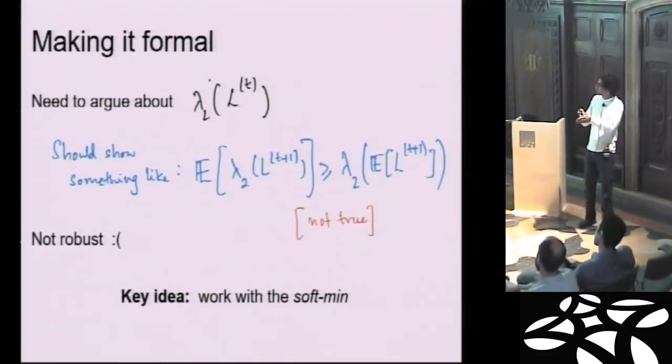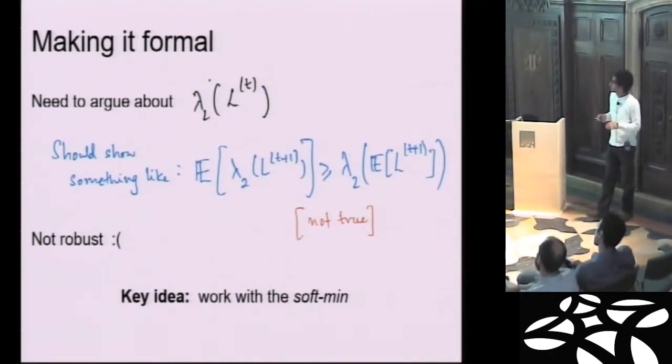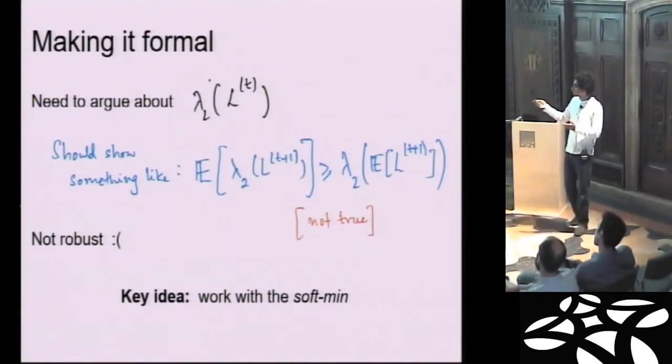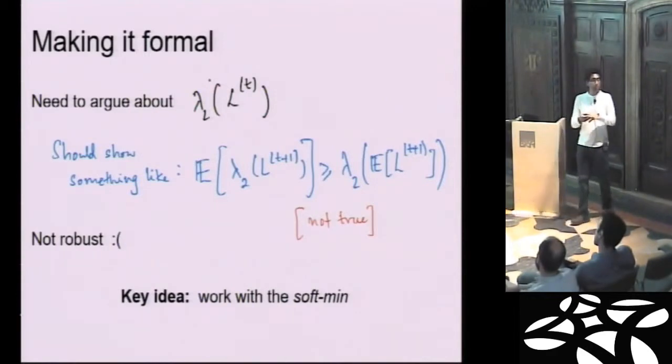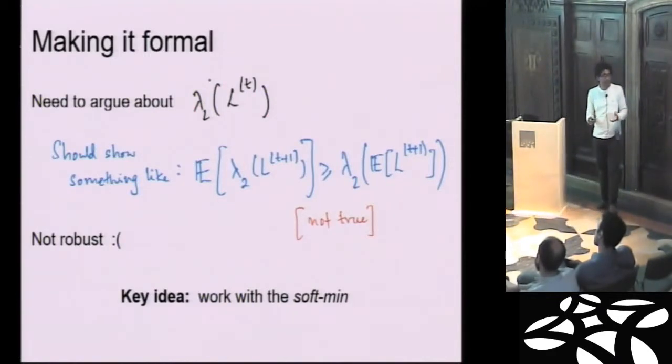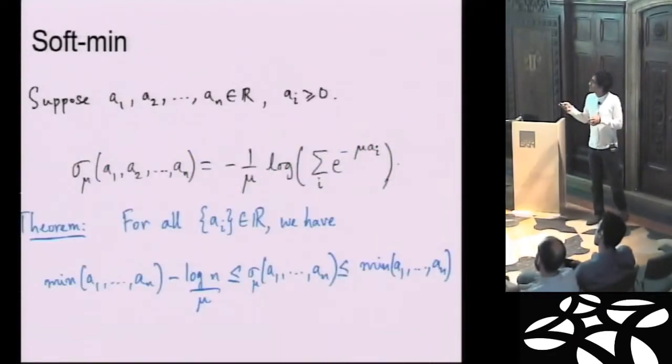We get around it by working not with the smallest eigenvalue, but with what is called the soft min. The soft min of a bunch of numbers, I'll define it in a second, is basically a more robust version of the min. This is a common trick that people use in optimization. So what is the soft min?